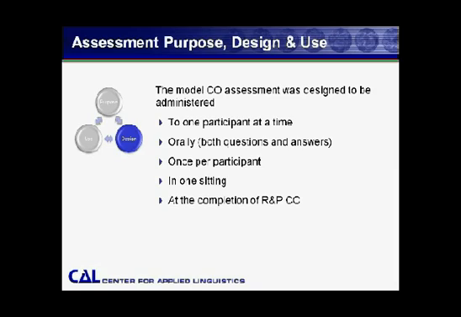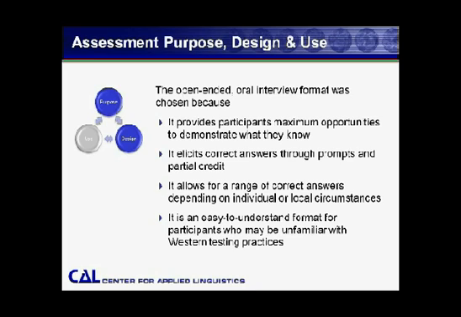The open-ended oral interview format was chosen because it provides participants maximum opportunities to demonstrate what they know. It elicits correct answers through prompts and partial credit. It allows for a range of correct answers depending on individual or local circumstances. And it's an easy to understand format for participants who may be unfamiliar with Western testing practices. So all of these were important considerations because of the very wide range of contexts in which this assessment might be administered, and because the concepts we're interested in are so broad.